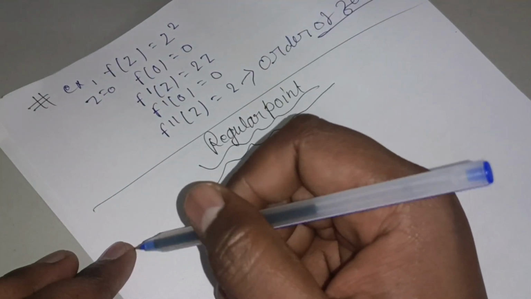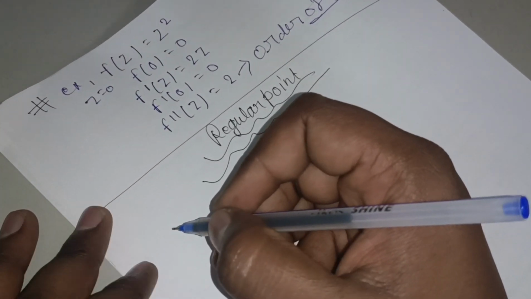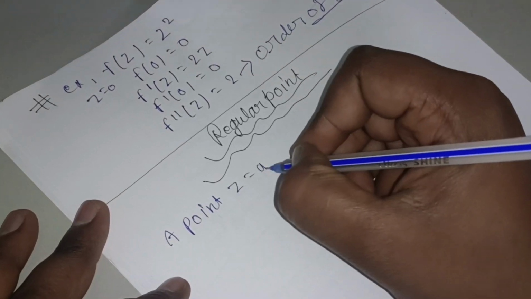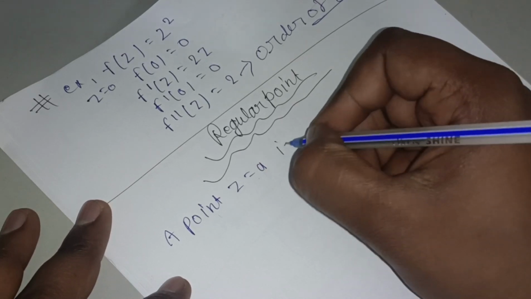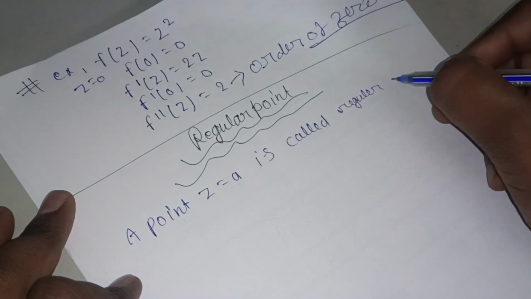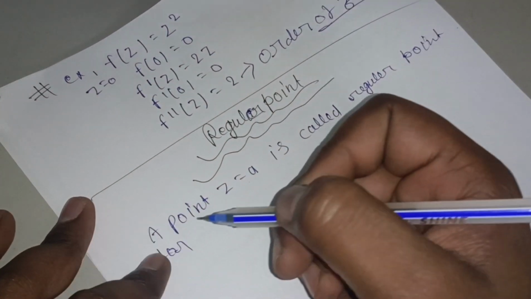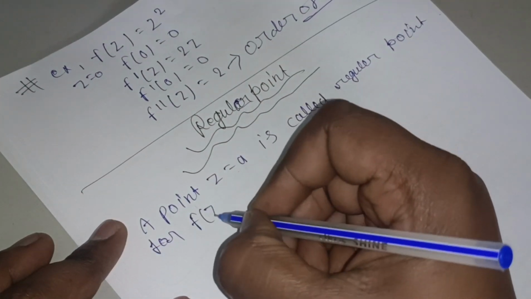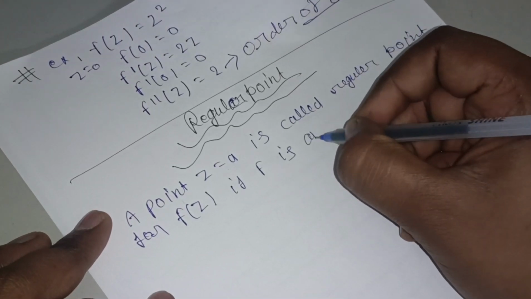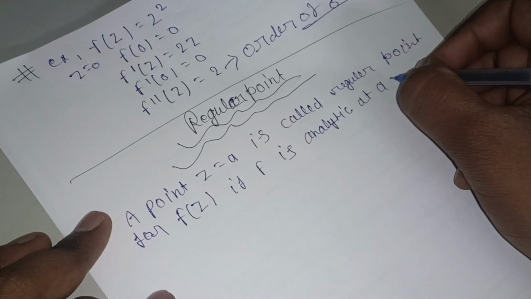So now, regular point. What is a regular point? A point z equal to a is called a regular point for f of z if f is analytic at a.